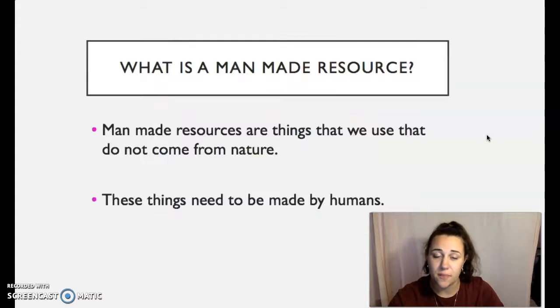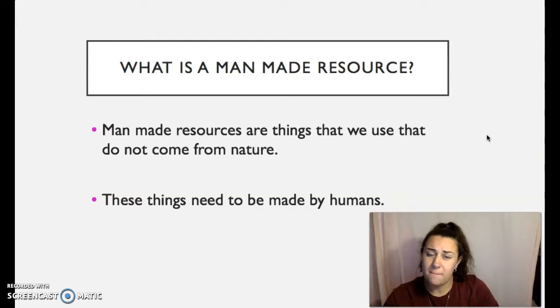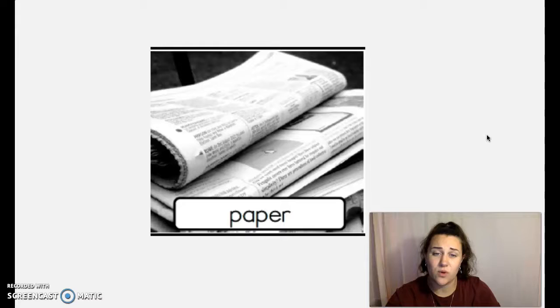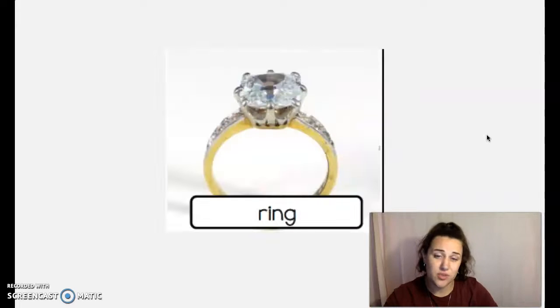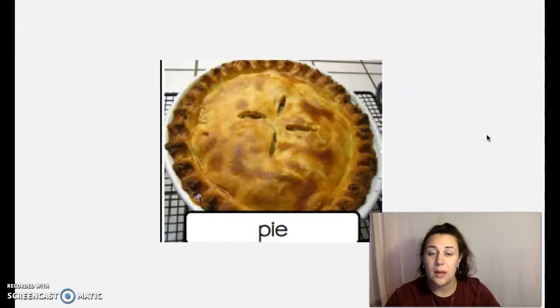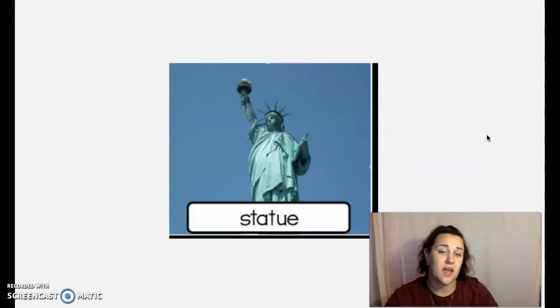They come from nature. Then we talked about a man-made resource. And a man-made resource was a resource that we had to make. Okay, it did not come from nature. Someone has to make it either in a factory or something. It has to be made. And examples of that were paper, chairs, bread, clothing and shoes, rings, really old jewelry, pies, pencils, and statues. These are all things that we do not get from nature. We use natural resources to make them, but they have to be made. We can't just go outside and pick it.